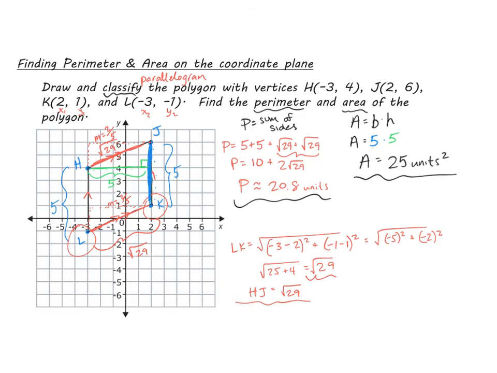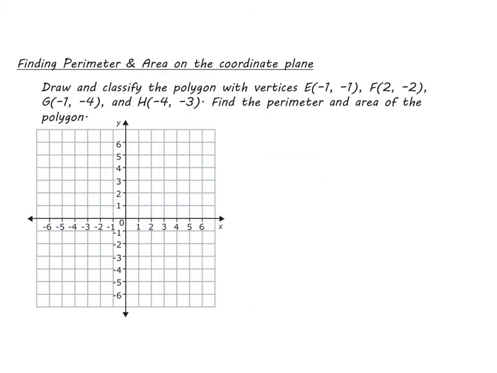So in this problem, we saw that we had to use the distance formula to find the lengths of those non-horizontal or vertical segments. And on this next example, we are going to do the same thing, draw and classify. So let's plot the points right now. Alrighty, so we got our points plotted. Now let's connect them and decide what type of quadrilateral this is.